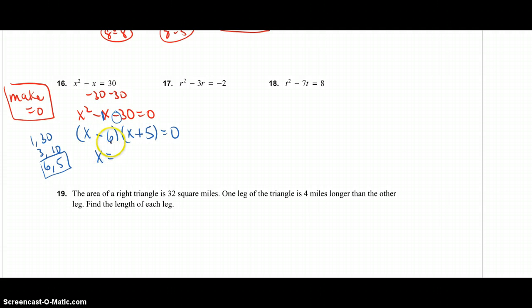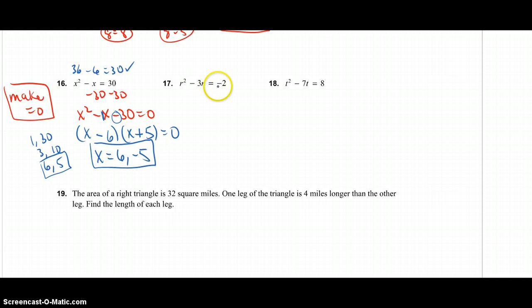Finally, we can solve that. Positive 6 and negative 5 are the two solutions. Remember, you can always check your answer. If you plug 6 back in either right here for this x, you get 0 times 11 is still 0. You can also plug 6 back up to the beginning. 36 minus 6, well, that does equal 30. So that is correct. And you can do the same thing with negative 5.